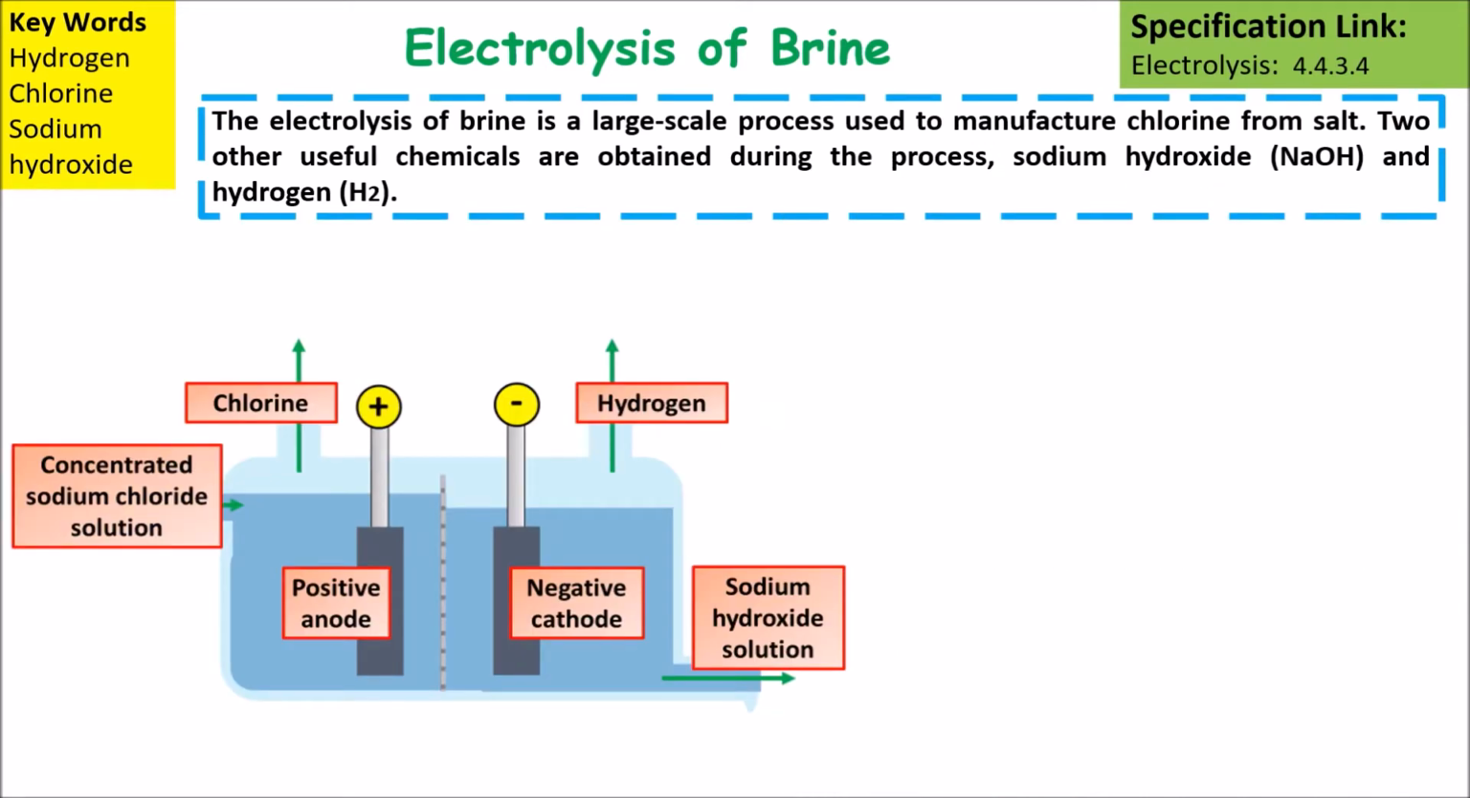So the electrolysis of brine is a large-scale process that's used to manufacture chlorine and salt, right? But it's also useful in producing hydrogen gas and sodium hydroxide.